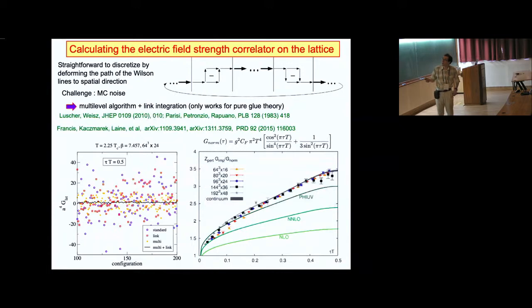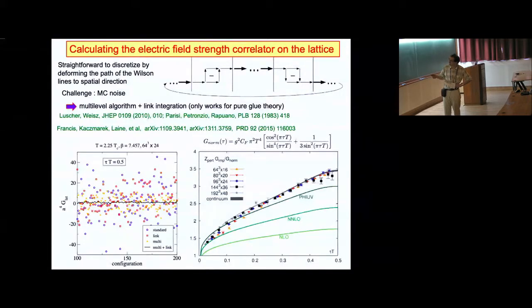And that has been done in a series of papers by Francis, Kaczmarek, and Wiese. And the final result is shown here. So they actually calculated this correlation function. What is shown here is the correlation function of this electric field correlator calculated on the lattice. Because it's a very steeply falling function, it's worth normalizing by the leading order perturbative result, which is shown here. It has been calculated by Wiese. And you see a large enhancement over the leading order perturbative result.